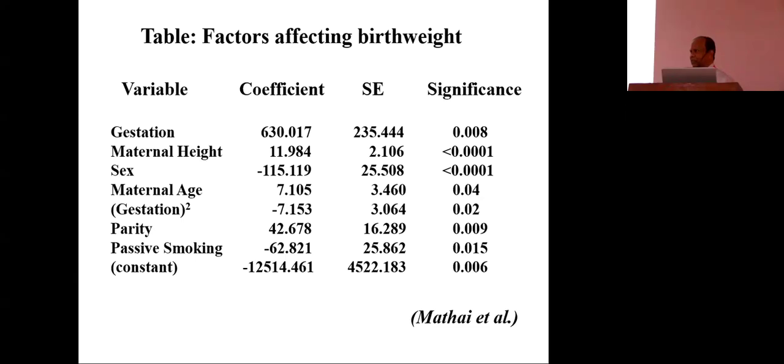Yes, this is what I said. The gestational age and birth weight do not have a linear relationship. It has a quadratic relationship. Now what I'm trying to say is, you have to appropriately model it. Many times we don't do that.